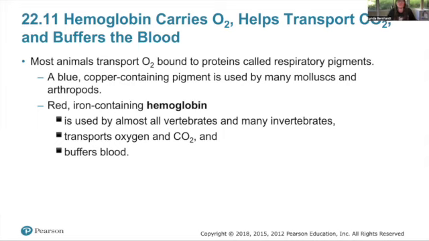Most animals transport oxygen bound to proteins in the blood. Blue copper-containing pigment is used by many mollusks and arthropods. Red iron-containing hemoglobin, that's our stuff, is used by almost all vertebrates and many invertebrates. This transports the oxygen and the carbon dioxide and buffers the blood.